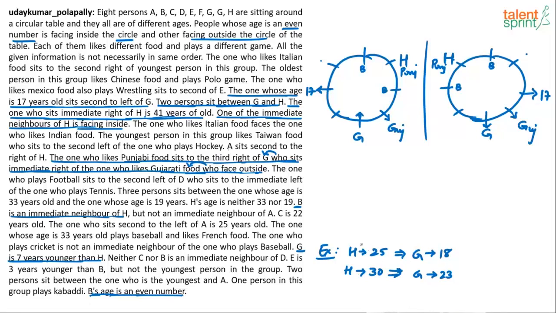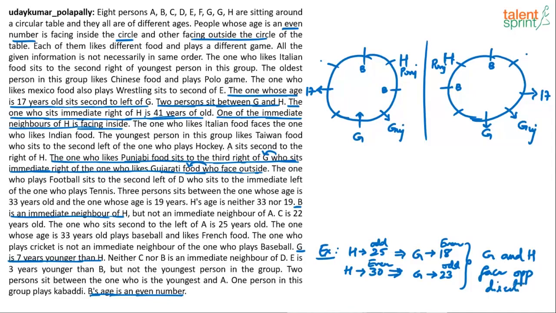Now what do you observe? If H is odd, G is even. If H is even, like 30, then G is odd. And you know that the whole direction sense here is based on even and odd. Persons whose age is an even number face inside the circle. Those whose age is an odd number face outside the circle. So clearly G and H will be facing opposite directions.